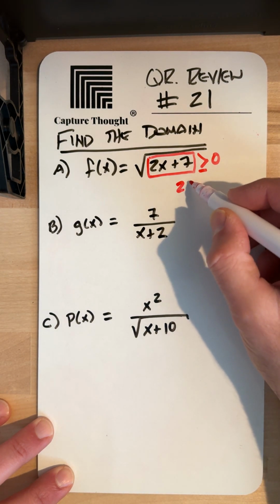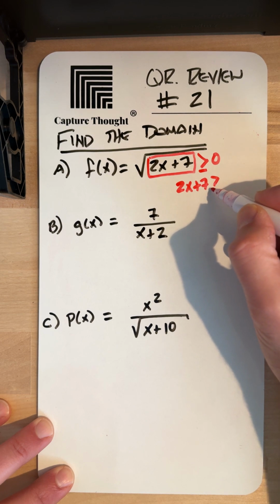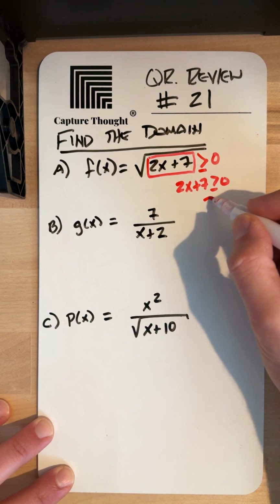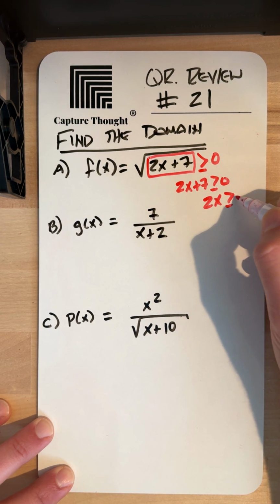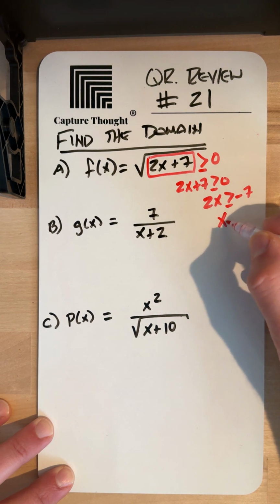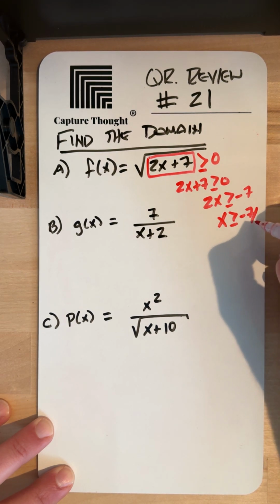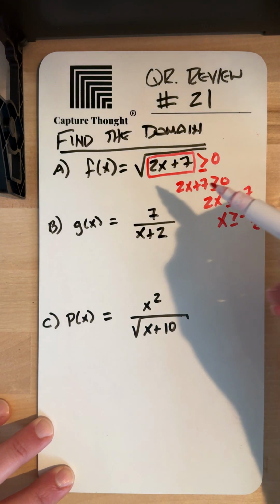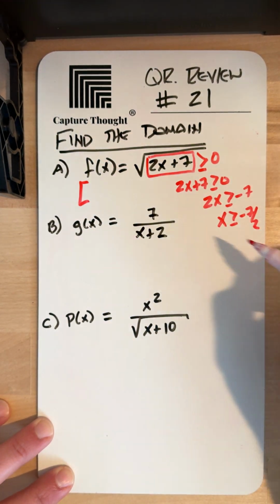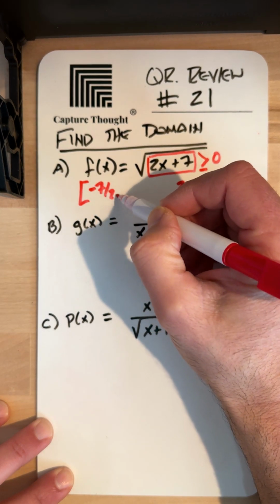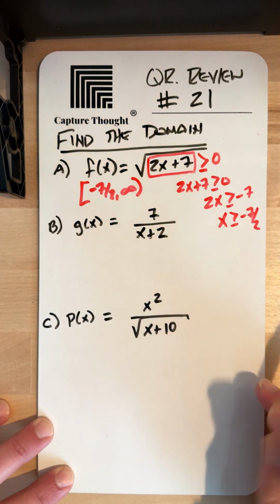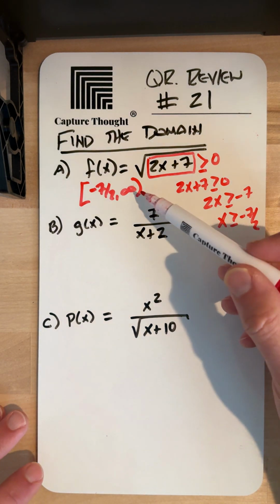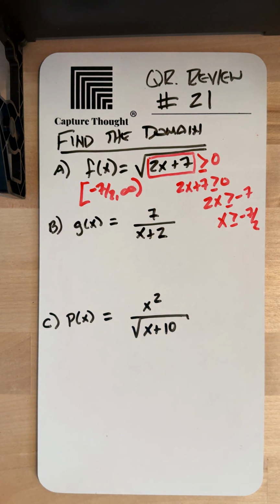So therefore, I'm just going to say 2x plus 7 is greater than or equal to 0. Move the 7 over. You get 2x is greater than or equal to negative 7, divided by 2. x is greater than or equal to negative 7 halves. So that right there could be your inequality notation. If you want your interval notation, it would be a bracket, and you'd say negative 7 halves all the way to positive infinity with a parenthesis on the right-hand side. So that's your first one.